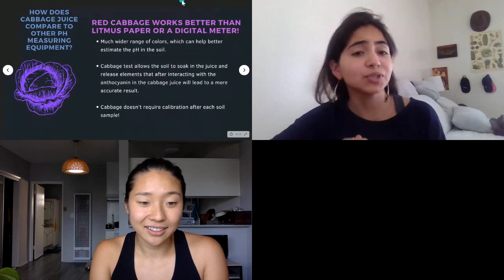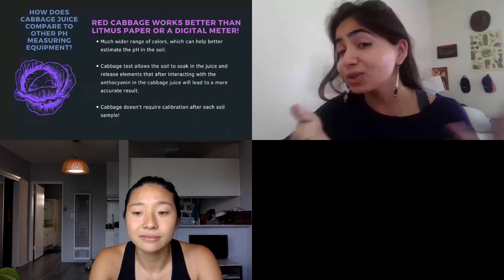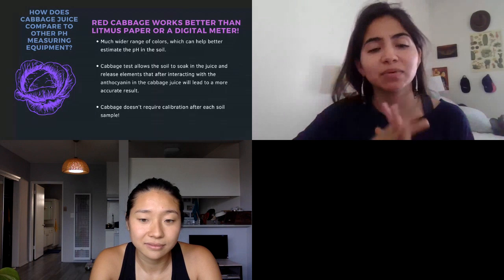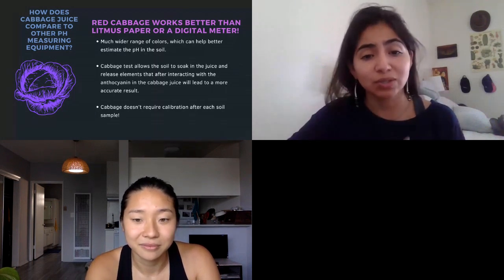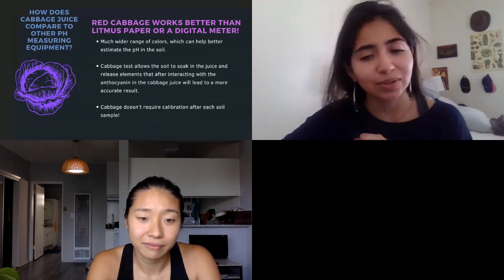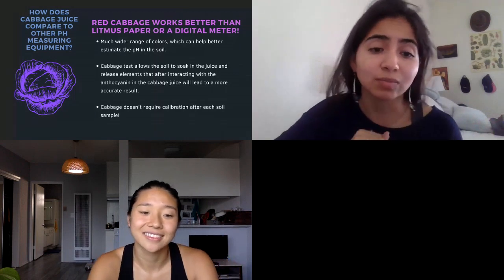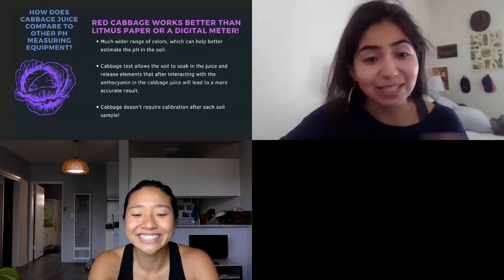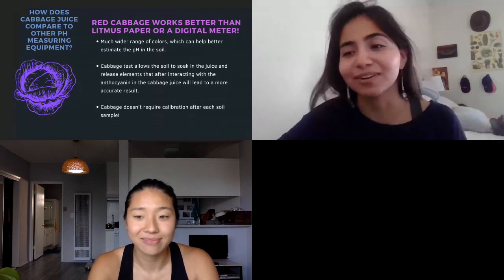And so how does cabbage juice compare to other pH measuring equipment? Red cabbage actually works better than litmus paper or a digital meter typically because it provides a more accurate estimation of the pH, and just as Kim was mentioning, due to that anthocyanin. Also, cabbage doesn't really require calibration after each soil sample, which is typically seen with digital meters. Plus, you can get cabbage at your local grocery store or community garden, so it's much more accessible and affordable. And plus, it's a lot cooler.